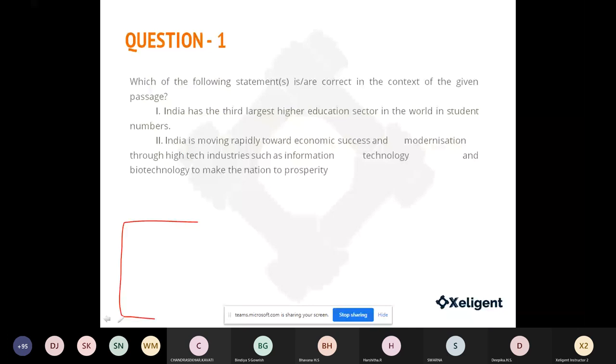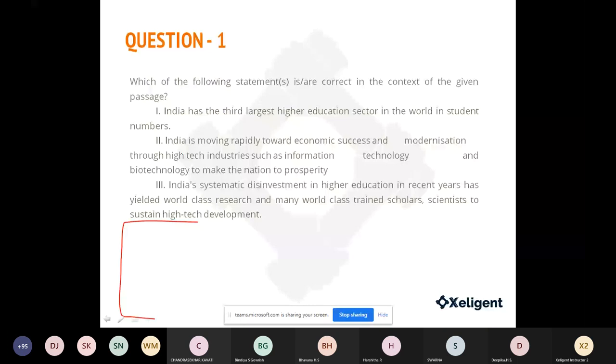If you take the third statement, India's systematic disinvestment in higher education in recent years has yielded world-class research. What this statement says is that it has benefited research and given trained scholars and scientists. But actually the passage says it has neither benefited research nor given trained scholars. So according to the passage, the third statement is wrong, whereas the first two statements are correct. So let us see the option.